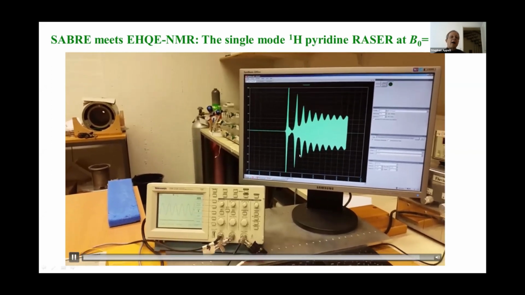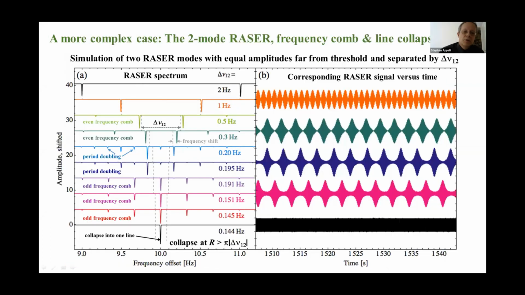Okay, now let's do a more complicated case. I will not do the physics of that; the time is not sufficient for that. But I will show you something. For example, we have two modes, and two modes start to get complicated. We get frequency comb and line collapse phenomena. What does it mean? Let's say we have a molecule which has exactly two NMR modes, separated by 2 Hertz. Delta nu1 is 2 Hertz. We assume that, so the RASER signal would look like that.